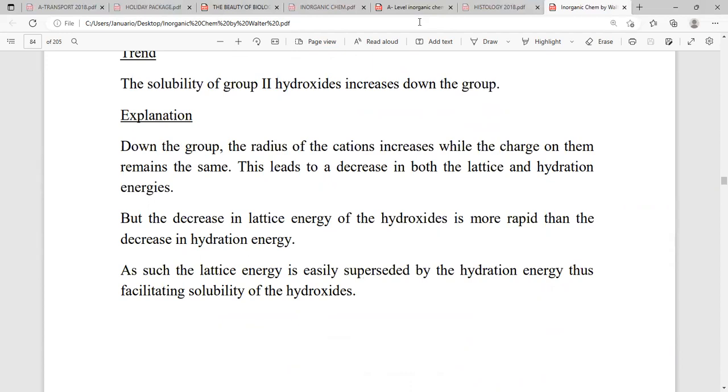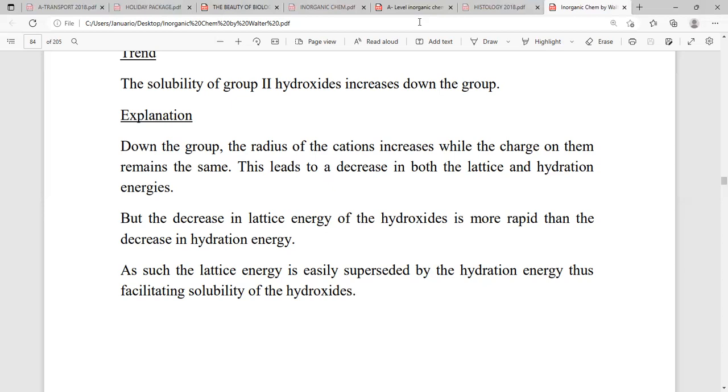It will lead to a decrease in both lattice energy and hydration energies. This is because the charge density is also reducing, where you get the charge and divide by the radius. But remember, the charge is the same and the radius is increasing. So the charge density decreases down the what? The group. So there is a decrease in both lattice energy and hydration energies. But the decrease in lattice energy of the hydroxides is more rapid than the decrease in hydration energy.